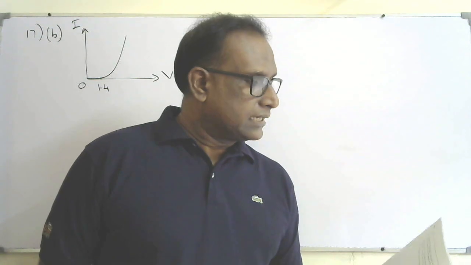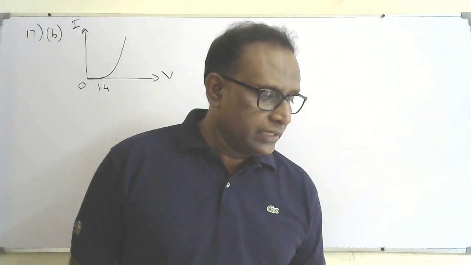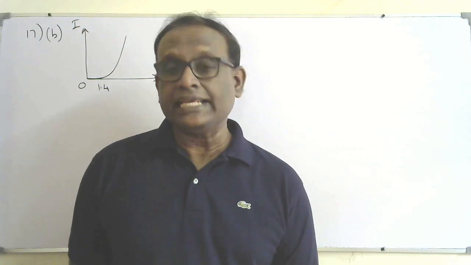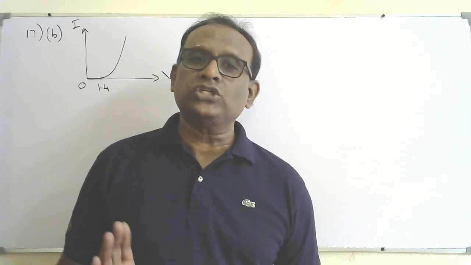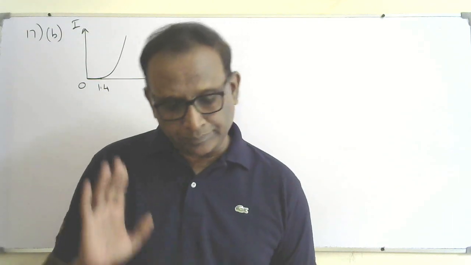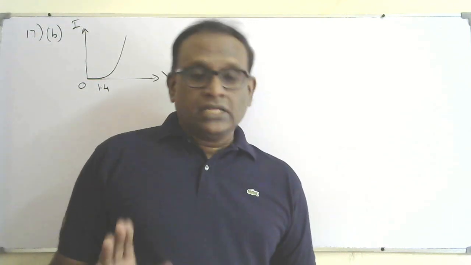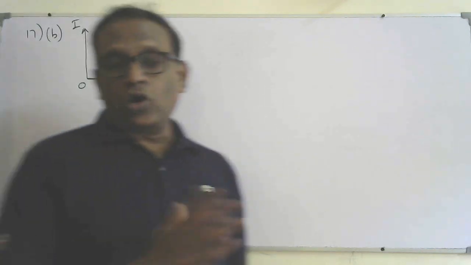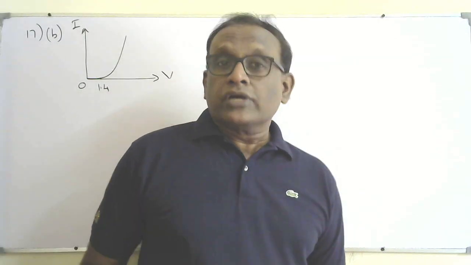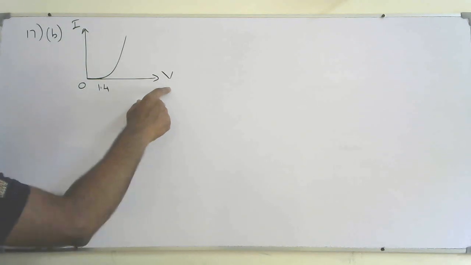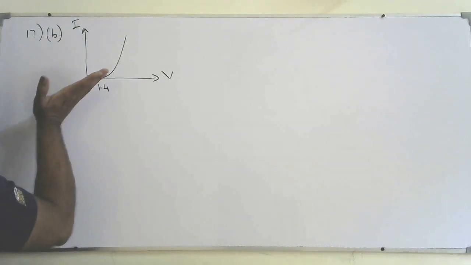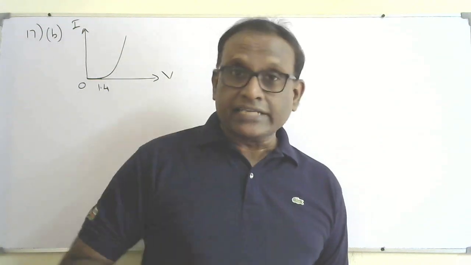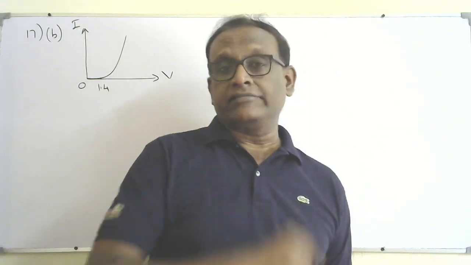Okay, question number 17, B part. In practice, the resistance of the LED does not stay constant. In the previous question, we took the resistance of the LED as constant, but practically it's not constant. You know the current-voltage graph for a diode or LED has the same shape. Here you can see when the voltage increases, current increases, and the graph is turning towards the current axis, which means the resistance is decreasing when the voltage increases.